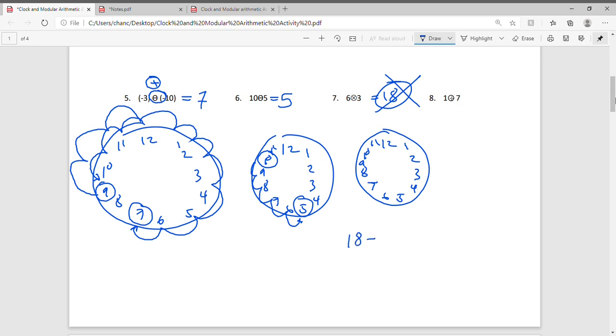Or I can do 18 divided by 12, since our clock system acts like a base 12 system. 18 divided by 12 is equivalent to 1 remainder 6. So I know I'm going to go in a circle one time and then land on 6. So 6 times 3 in clock arithmetic is not 18, it's actually equal to 6. The 1 tells me it goes one full cycle around, and then we're going to land on the 6. So 6 times 3 is 6 in clock arithmetic.